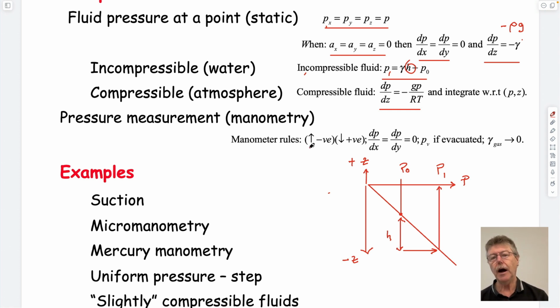So if we go up, we subtract pressures. So I suppose if we started here and we went, let me do this. I'd be very fancy. Come on.